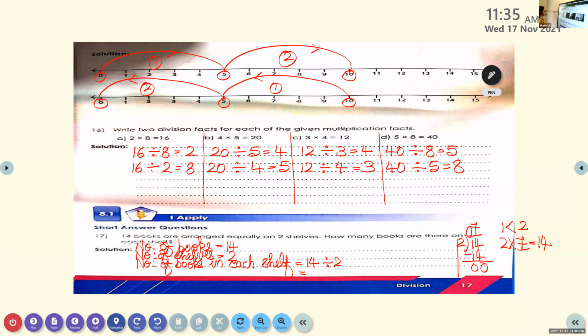He's having a network problem. 7. So 14 divided by 2 is 7. So 7 books are there on each shelf. I'm writing on this page itself because I don't have the next page. So you can use the next page. Okay, John. Good.